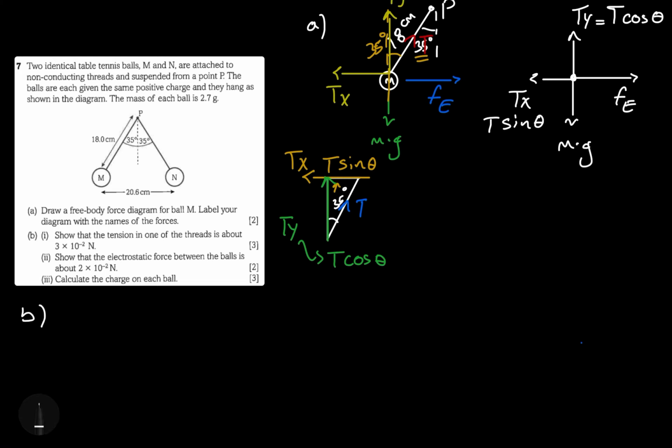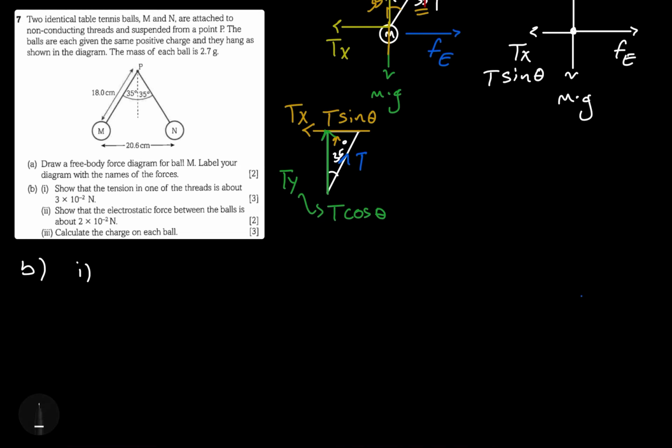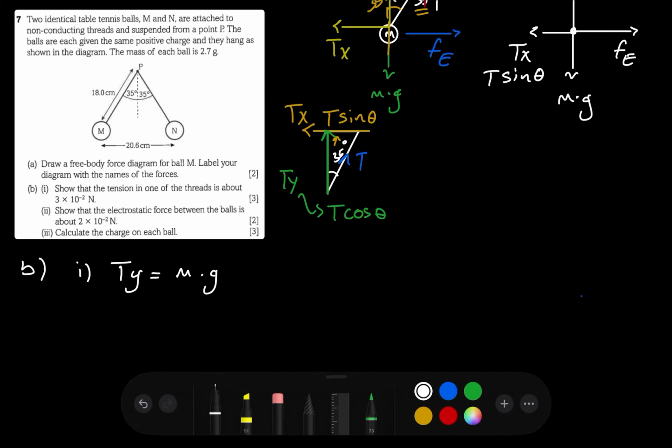Part B says to show that the tension in one of the threads is about the given number. Okay, let's go ahead and do that. Now, we cannot use the tension in the X direction because we don't know what the electrostatic force is, because we don't know the value of the charges, but we can use the tension in the Y direction. We can say Ty is equal to the mass times gravity, or to the weight. That's pretty obvious because they balance each other out.